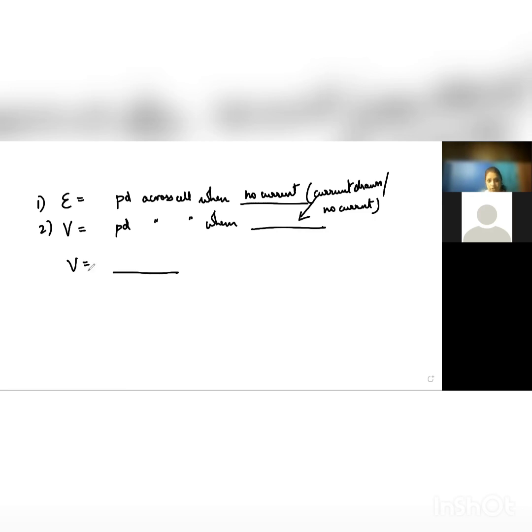Terminal potential. Now, what is the relationship between V and epsilon? V is equal to epsilon. Two options, epsilon plus or minus I into R. Choose one. Is it plus or is it minus? Epsilon minus IR. Epsilon minus IR. Perfect. And this is it.